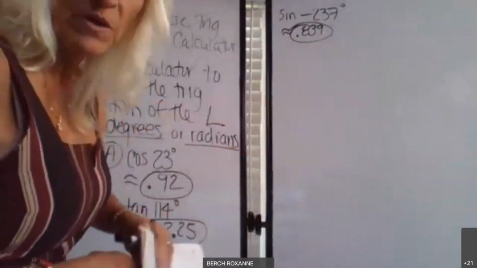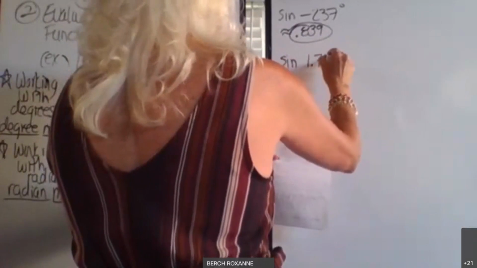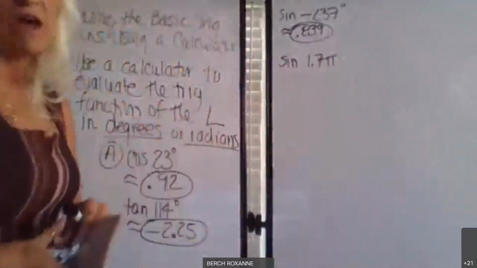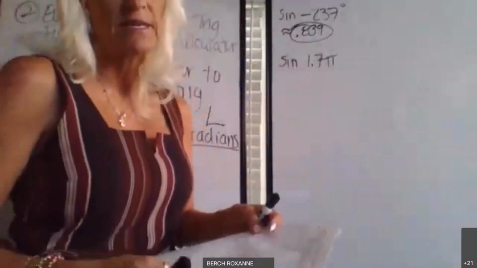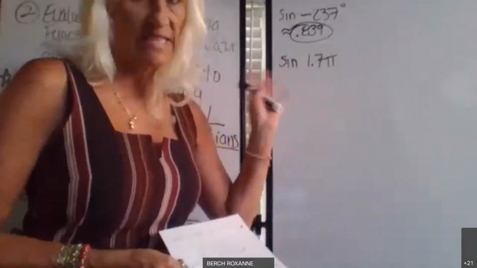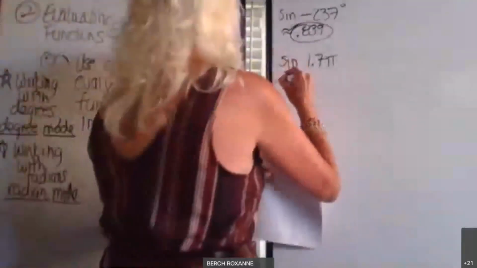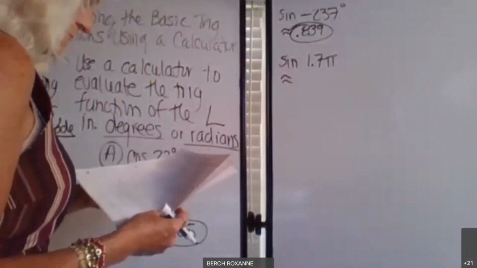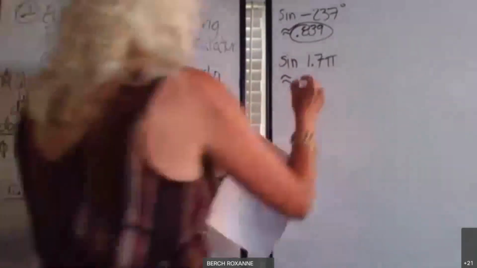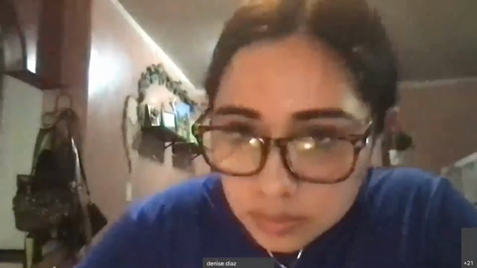All right, now change your mode to radian mode. Now remember, if you don't see degrees, you assume it's radians. So since we don't see degrees, this is radians. So what's the sine of 1.7 pi? I got negative 0.809. It's about negative 0.81.